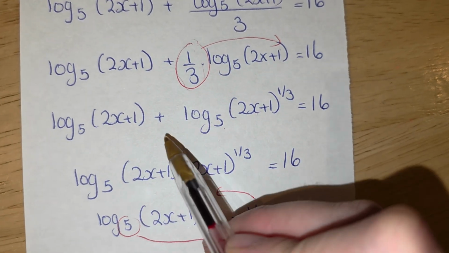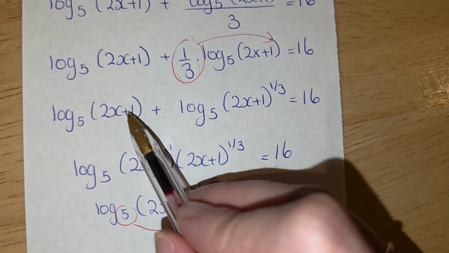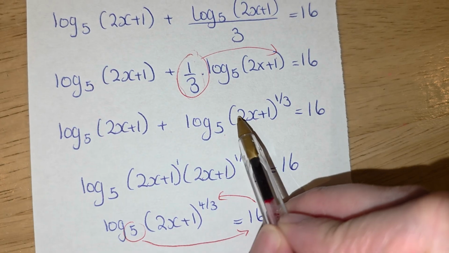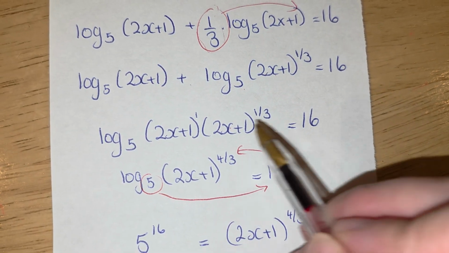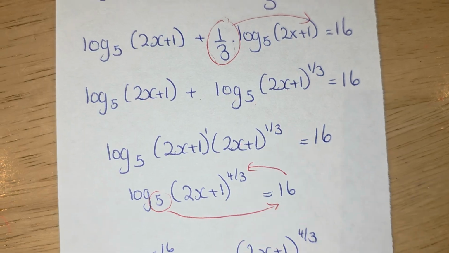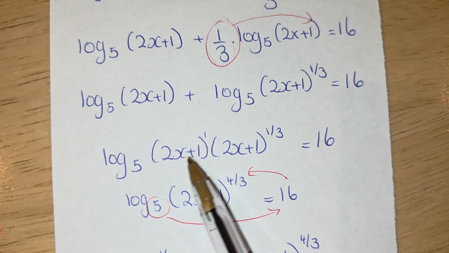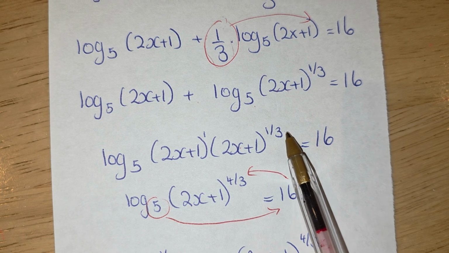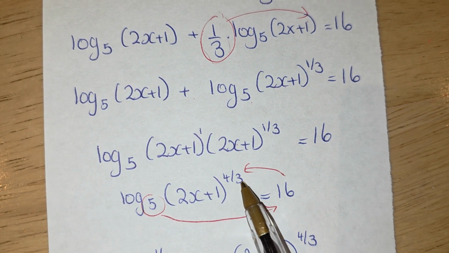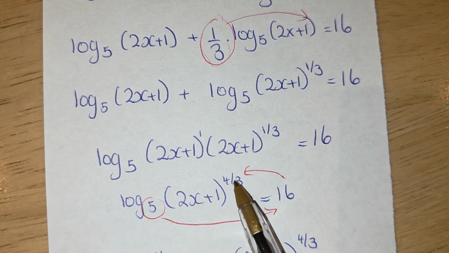And then at this stage, addition turns into multiplication. So it's going to be the log of that bracket multiplied by that bracket, base 5, all equal to 16. Rules of indices come into play here. Because the two brackets are identical numbers, 2x plus 1 is in both brackets, I can add the powers and get a power of 4/3. Okay, top heavy fraction, 4/3.